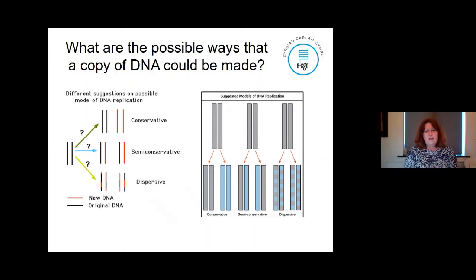And then the third method is dispersive replication. And in this case, it's a little bit more of a fragmented approach, a little bit more patchy, I suppose I'd call it, in appearance. You can also see from the diagrams on the right-hand side, again, this idea of how they'd look.